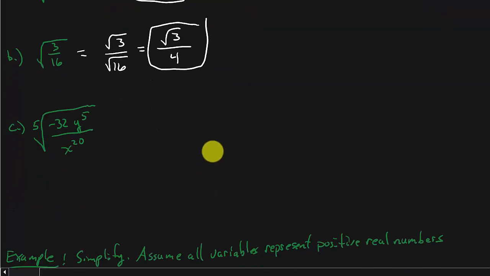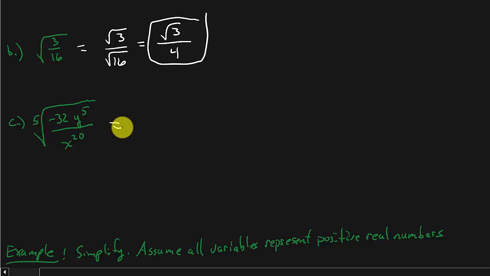Okay. Now let's look at this one. Now, I'm taking the fifth root of this. So the first thing I'm going to do is just scan real quick underneath here and see if everything's a perfect fifth root. Well, is 32 a perfect fifth root? Yeah. Does 5 go into 5 evenly? Yes. Does 5 go into 20 evenly? Yes. So I'm just going to take the fifth root of each term.